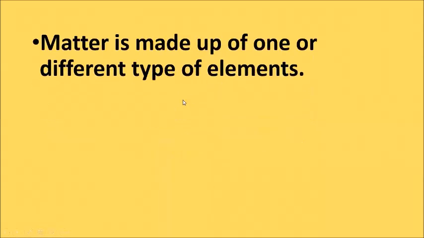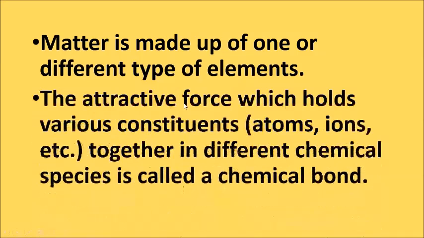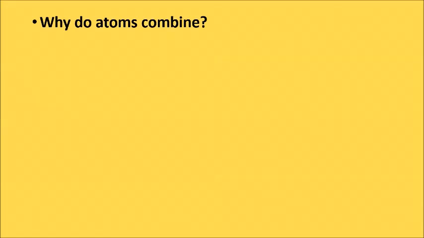As we know, matter is made up of one or different types of elements, and the attractive force which holds the various constituents, like atoms and ions, together in different chemical species is said to be a chemical bond.